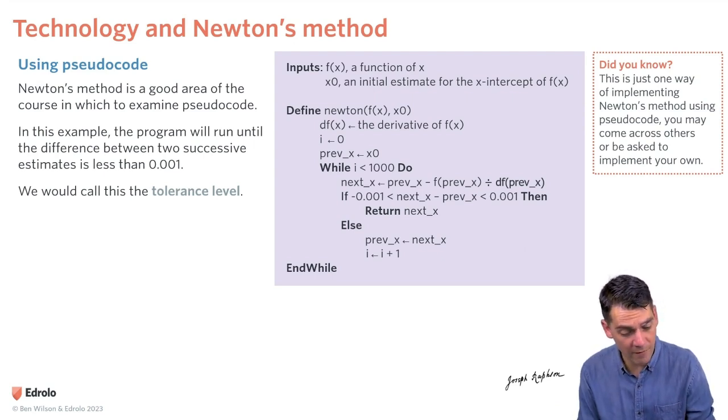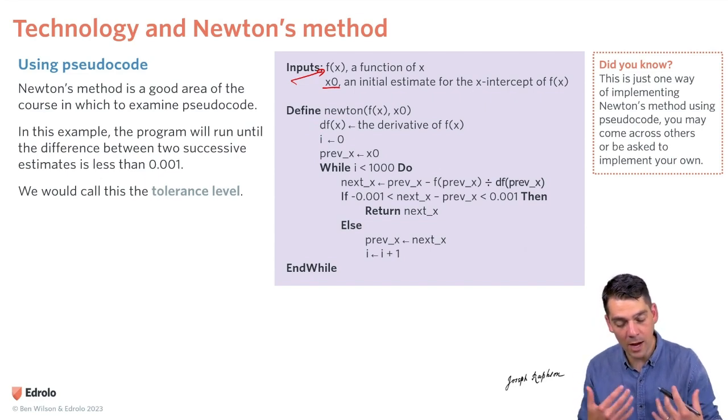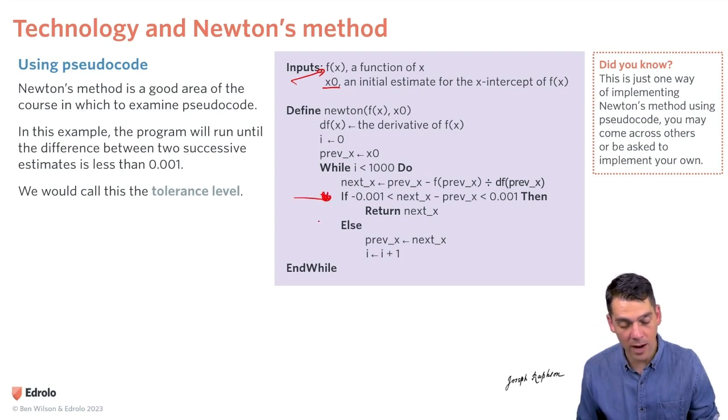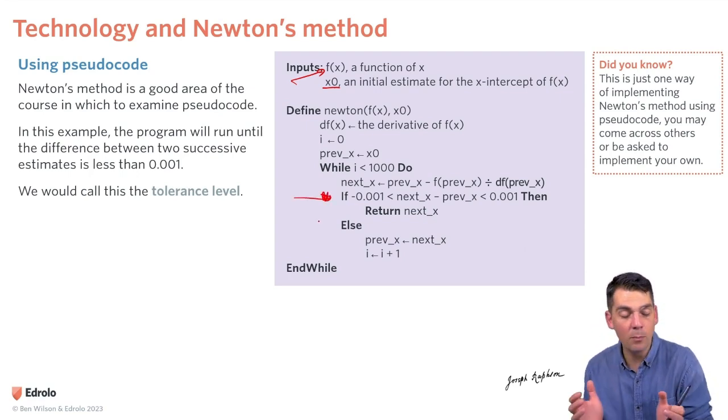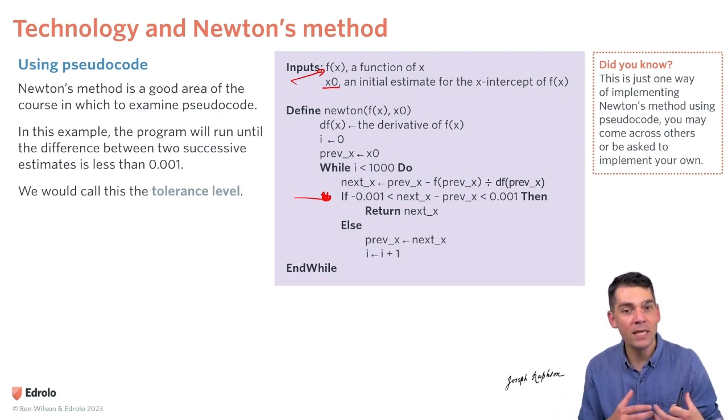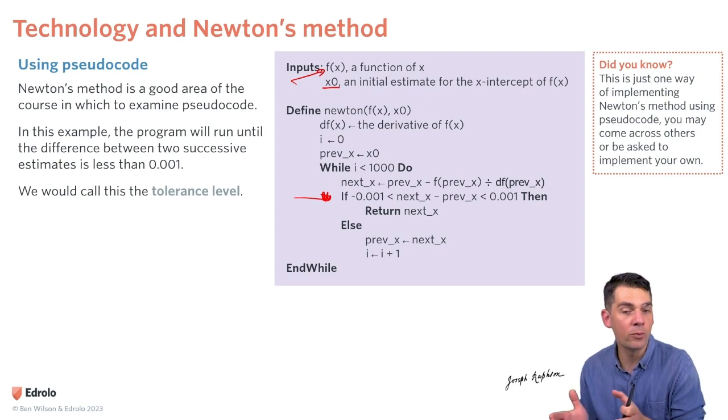So we can have our input as the function and x0 as our initial guess. So we're defining a function. We're getting the calculator to repeatedly apply the algorithm. And what we've done here is we've told the program to stop when you're within 0.001, or when your next guess is within 0.001 of your previous guess.